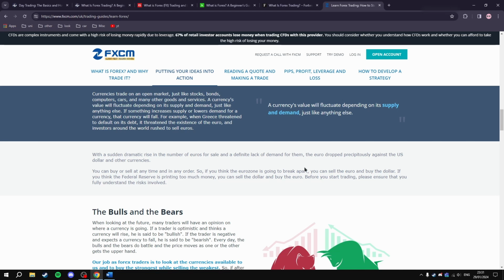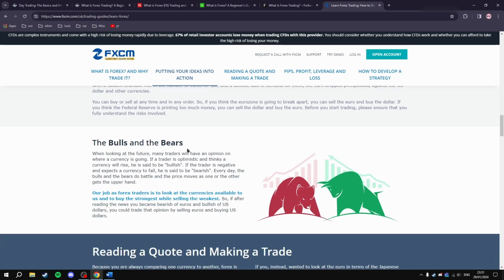You can buy or sell at any time and in any order. So if you think the eurozone is going to break apart, you can sell the euro and buy the dollar. If you think that the Federal Reserve is printing too much money, you can sell the dollar and buy the euro. Before you start trading, please ensure that you fully understand the risks involved.